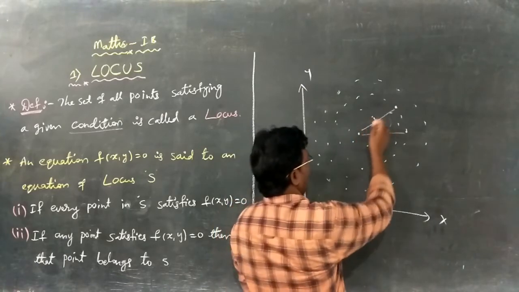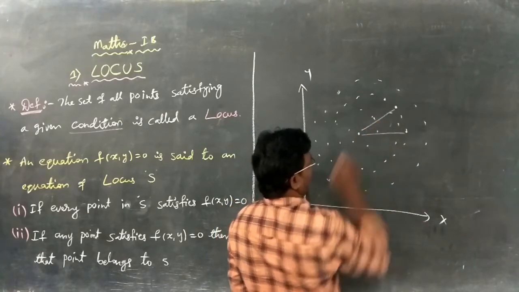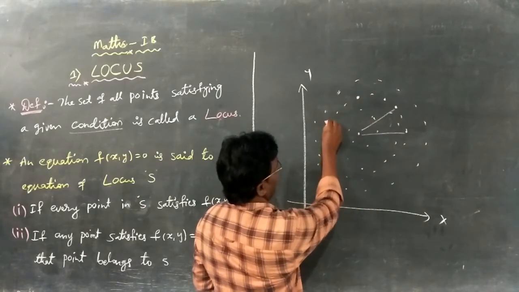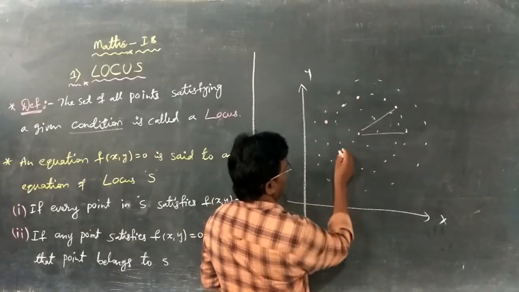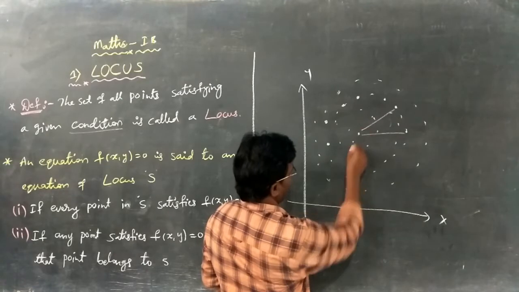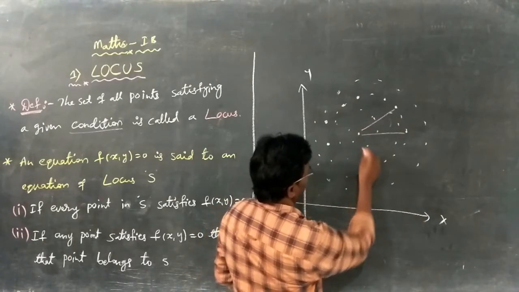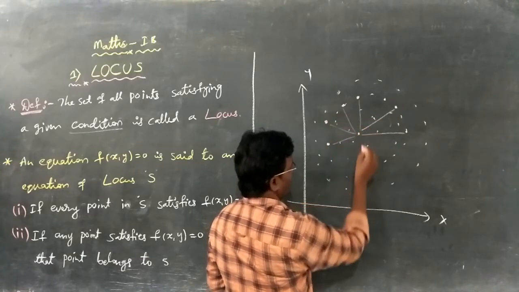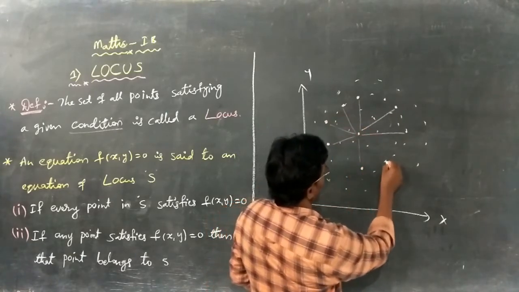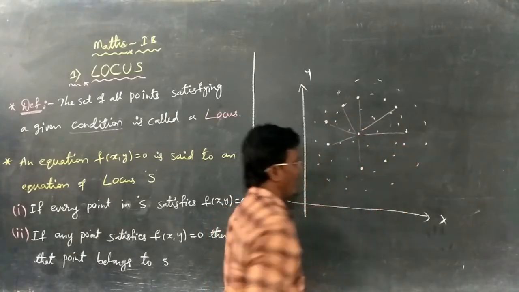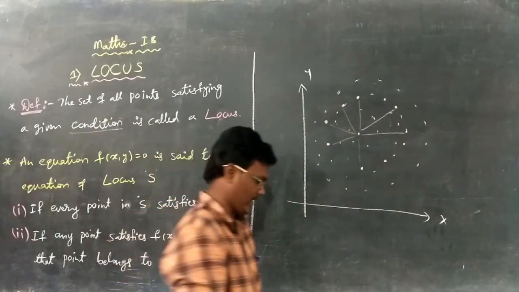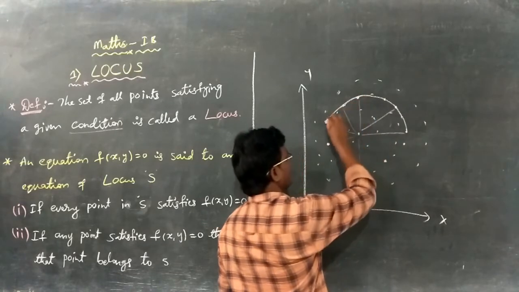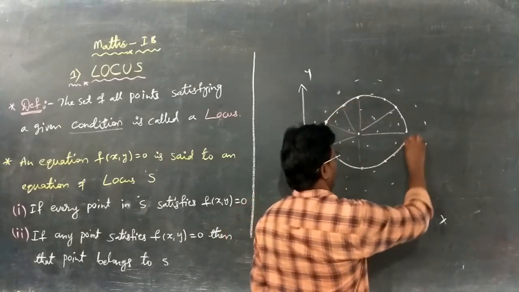I am taking another point, and this is also another point, and another, like that. These are all at the same distance from the fixed point. So I am collecting all these points.